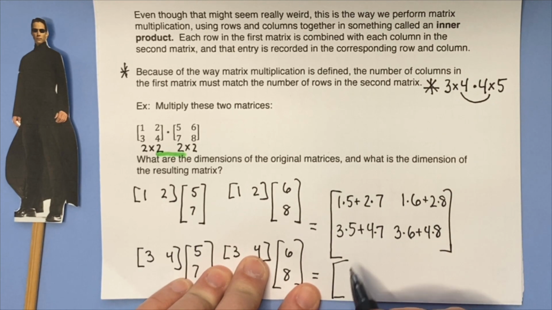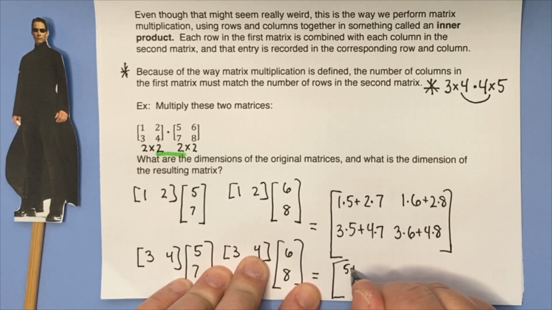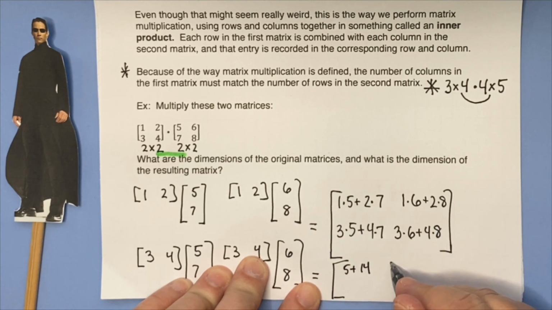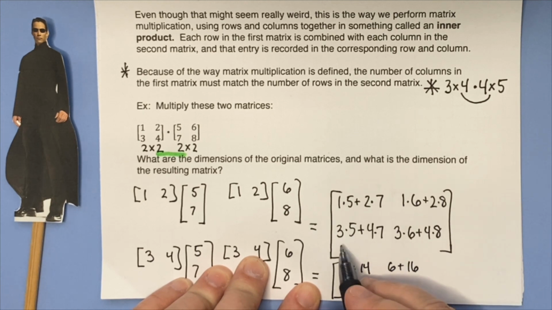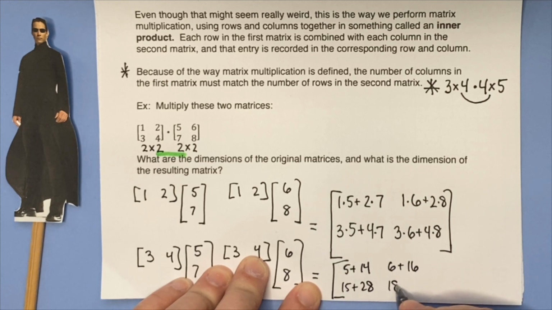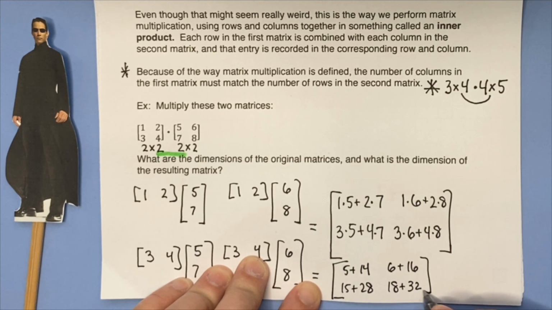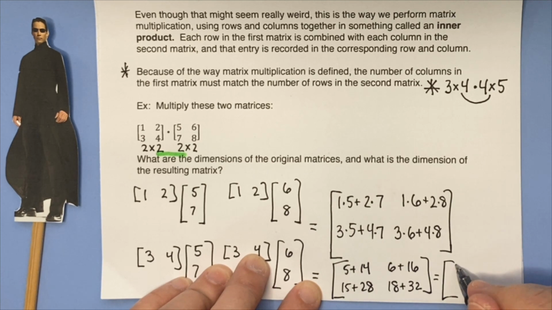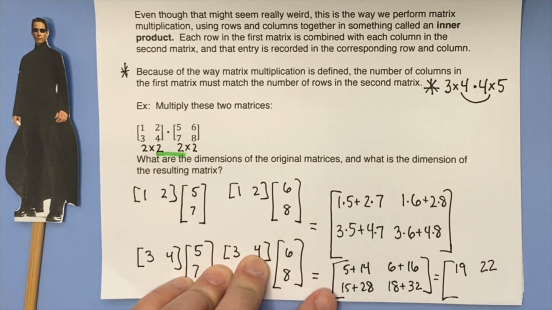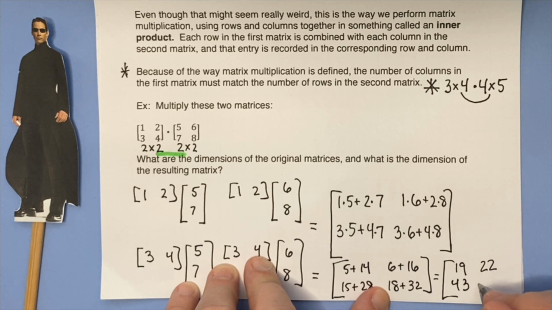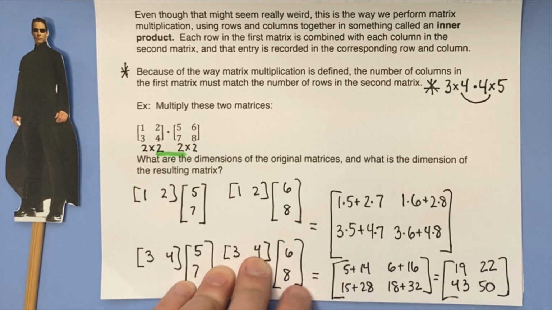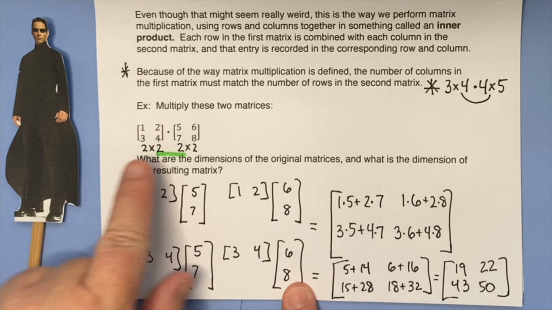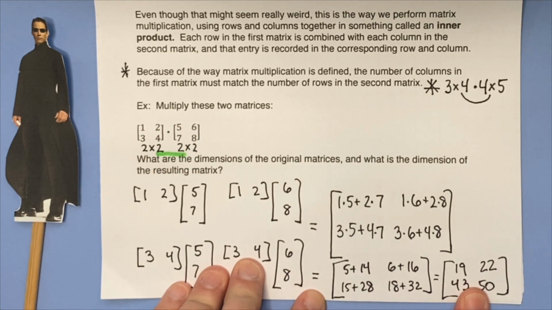So I think I'm going to get 5 plus 14, 6 plus 16, 15 plus 28, and 18 plus 32. So all together I get 19, 22. Let's see, this one's 43, and oh, that one's 50. And there we go. And that's how to multiply these two matrices to get to this one.